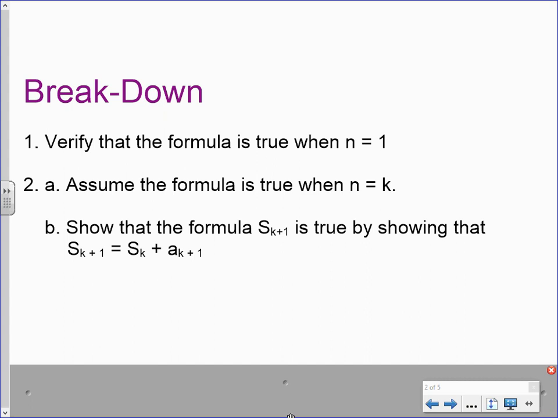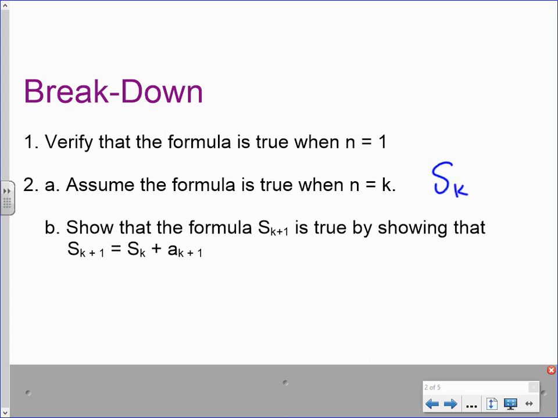So N represents all the natural numbers. So K is like me choosing a domino. If I choose any domino, does it make the next domino tip over? So N is like all the values. And it's all the dominoes. Does that help? Okay.